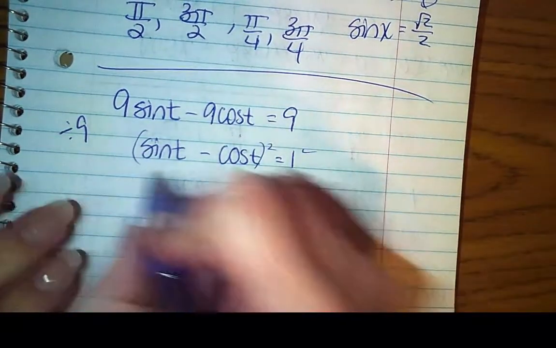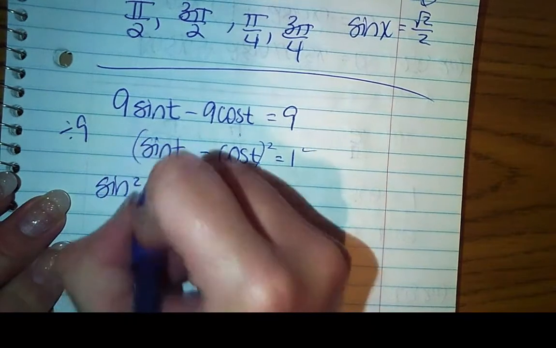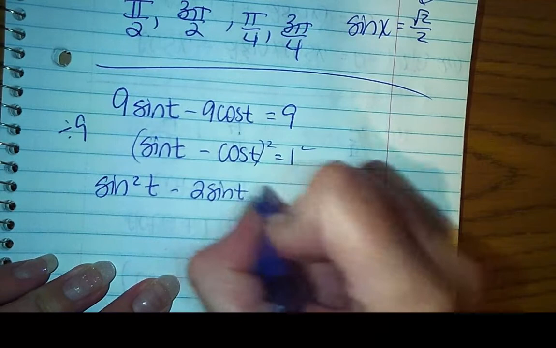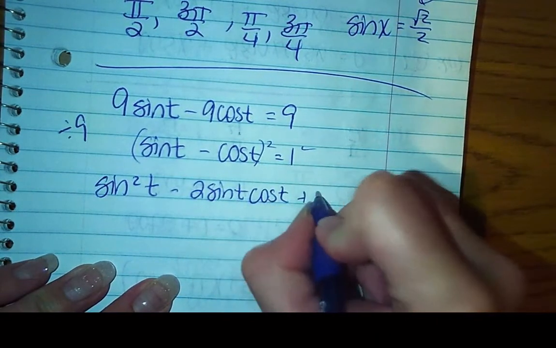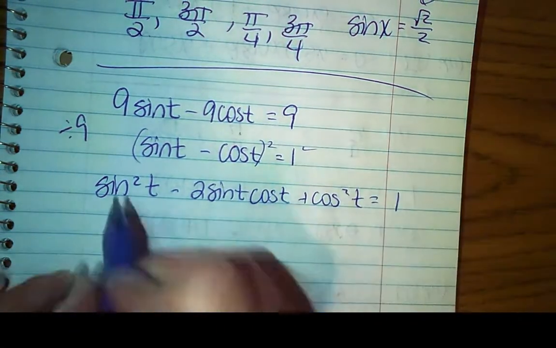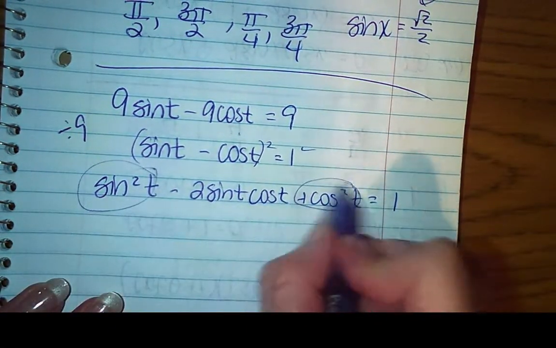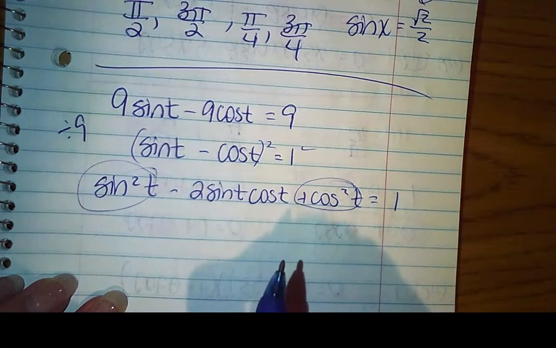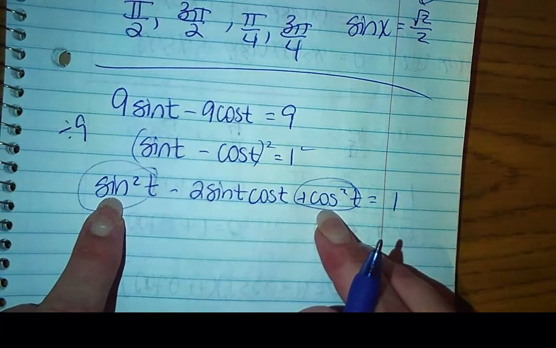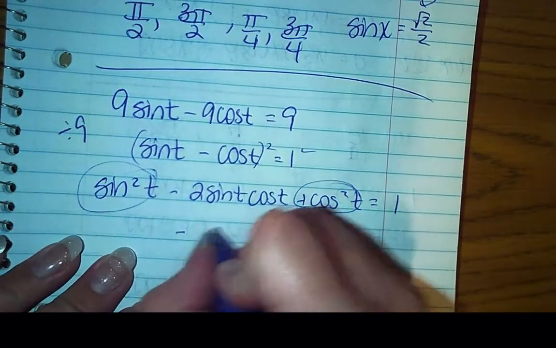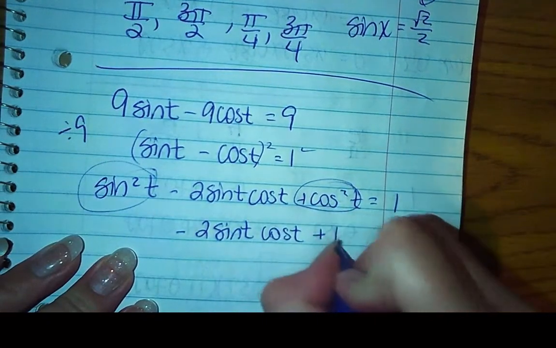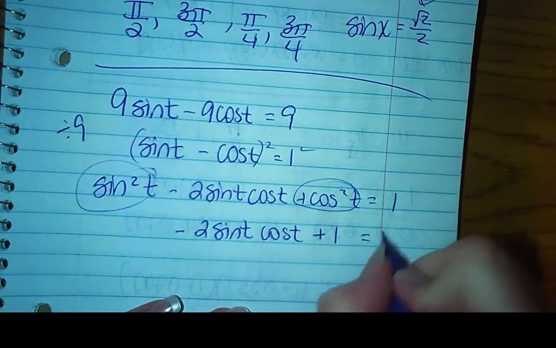And so that's going to give me sine squared t, and then minus 2 sine t cosine t plus cosine squared t equals 1. Okay? Sine squared plus cosine squared is 1. So this, by a Pythagorean identity, becomes a 1. So now I have negative 2 sine t cosine t plus this 1 equals 1.